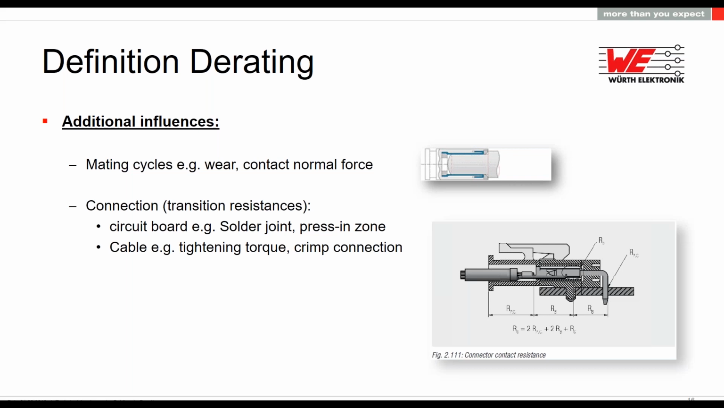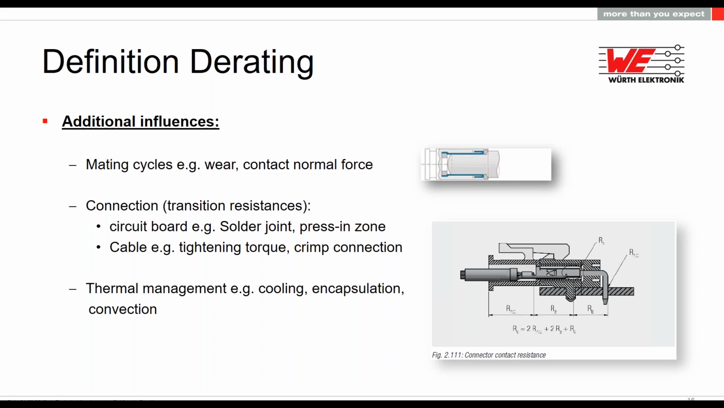And we have, of course, also the point of how to fix the part to the PCB. So this means we also have resistances between part and PCB, depending on whether we solder or press in the part on the PCB. In point of how we fix the cable, do we take care of the tightening torque to have the perfect contact resistance, or don't we take it too seriously? So this all can create additional resistance and heat.